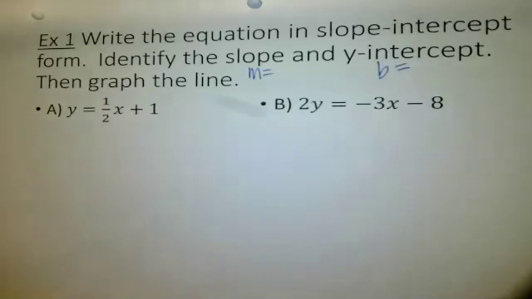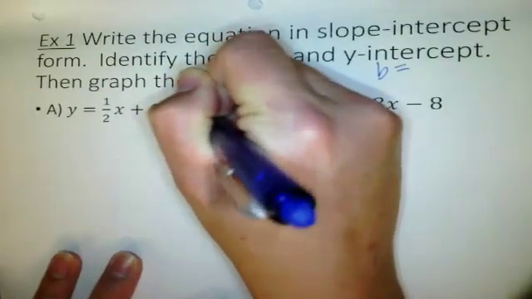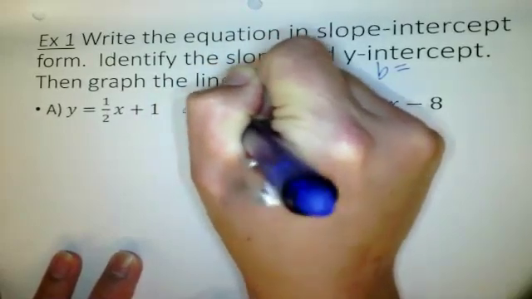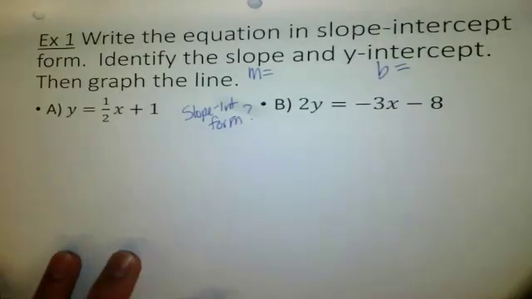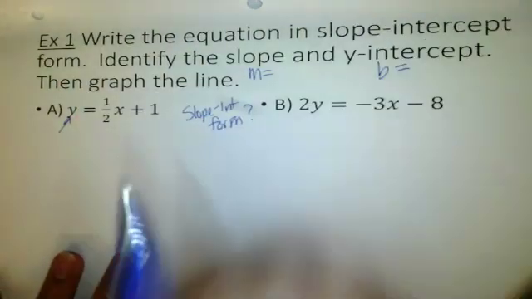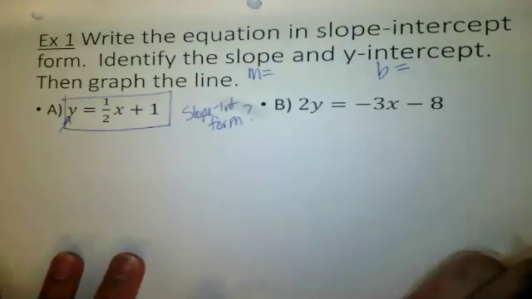All right, so here we go. The first equation, y equals 1/2 x plus 1. My question to you is, is it in slope-intercept form? Yes or no? Yes. How do you know it's in slope-intercept form? The y is by itself, so it's already in slope-intercept form, so that's really convenient.